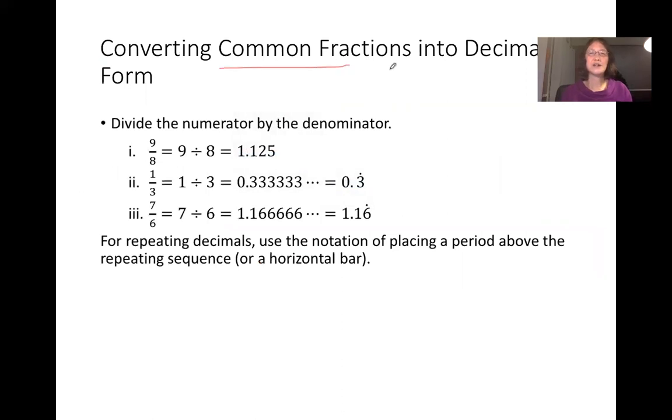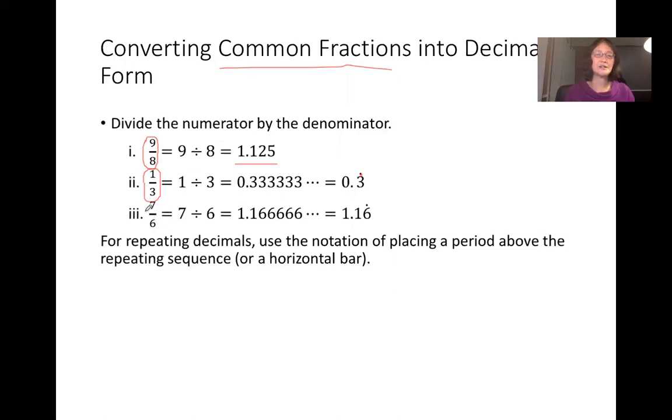Converting common fractions into decimal form. 9 over 8 is a common fraction. To convert to decimal, you just use 9 divided by 8 and you get this number. 1 over 3, a common fraction, changed to decimal: 1 divided by 3 is 0.333 forever. So we use this dot over the 3, meaning the 3 keeps repeating.